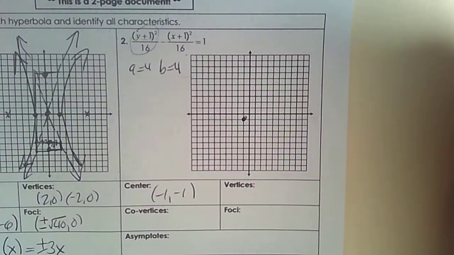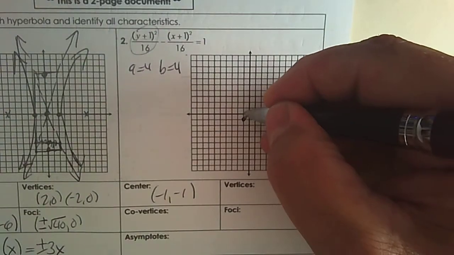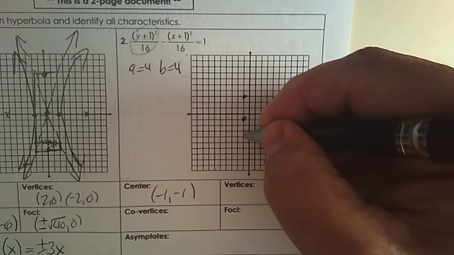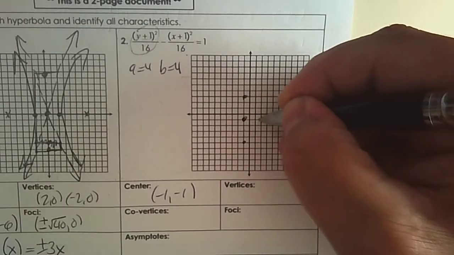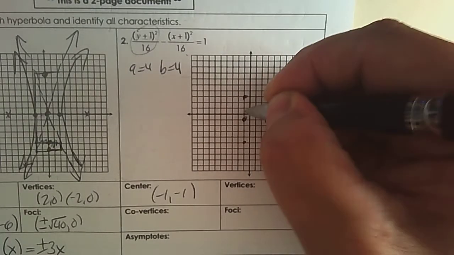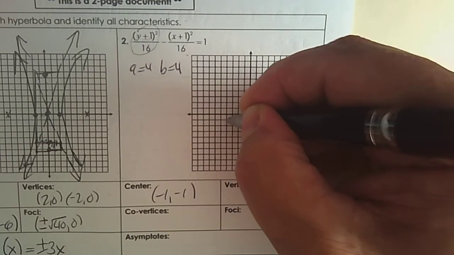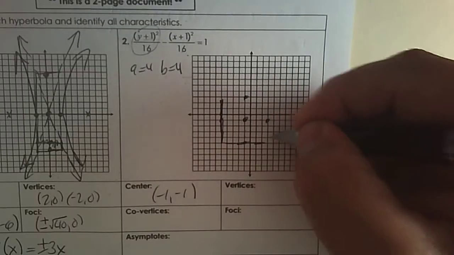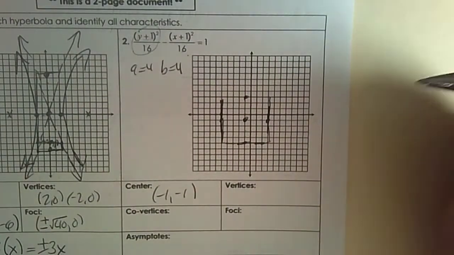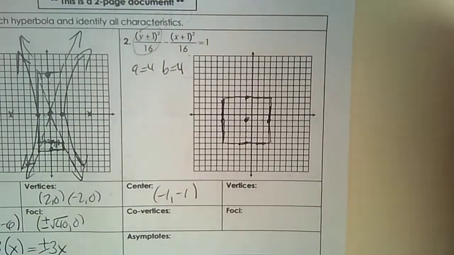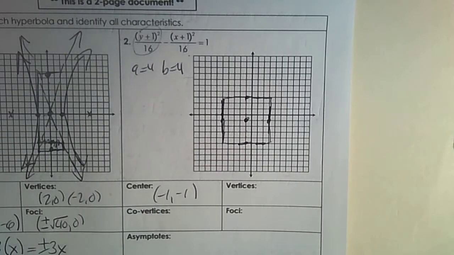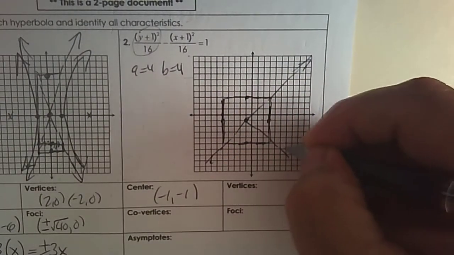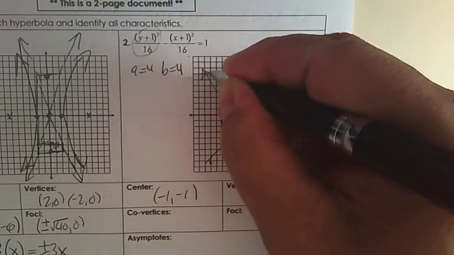So it's going to be a square, which is a rectangle in the middle. So I'm going to count up 4, down 4, to the right 4, and to the left 4. When I draw this, if it doesn't look like a square, I did something wrong. So that does look like a square. From the center, through the corners, from the center, through the corners.